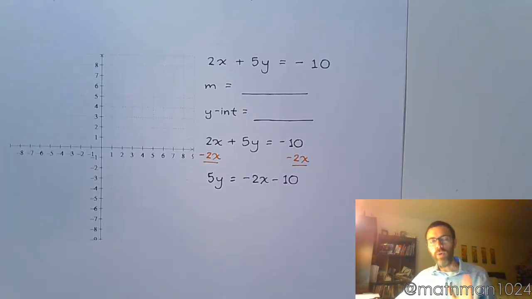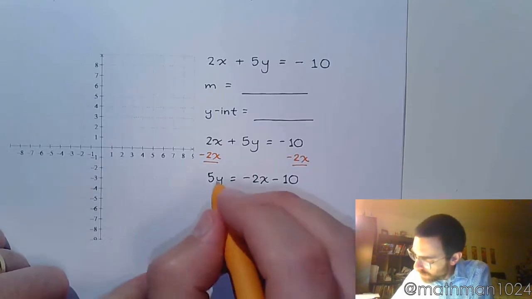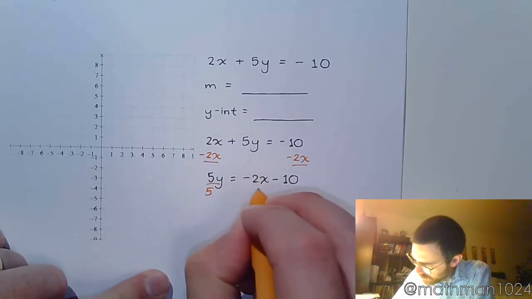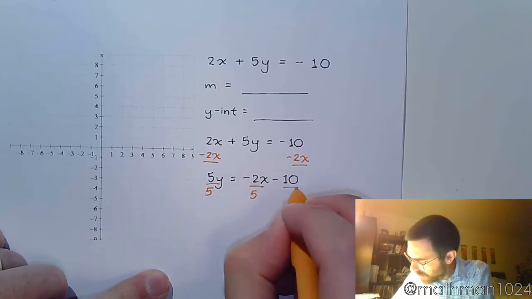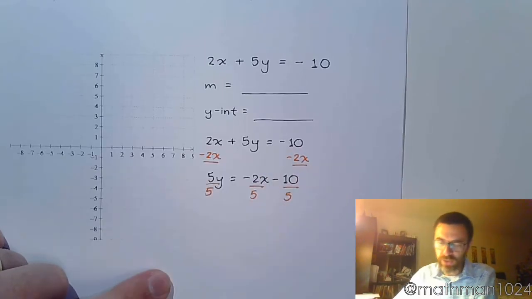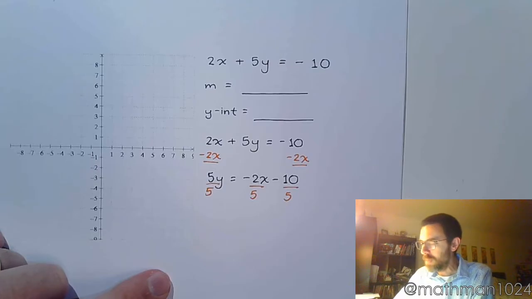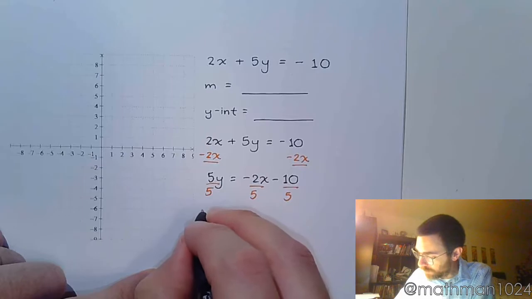You do want to make sure, however, that you write the variable part first, followed by the constant, because we're trying to put things in slope-intercept form, and that's just the order that they have there. Finally, we're going to divide everything by 5. If you find that you are losing points, that you're making a lot of mistakes when it comes to these problems, make sure that you are showing each step.